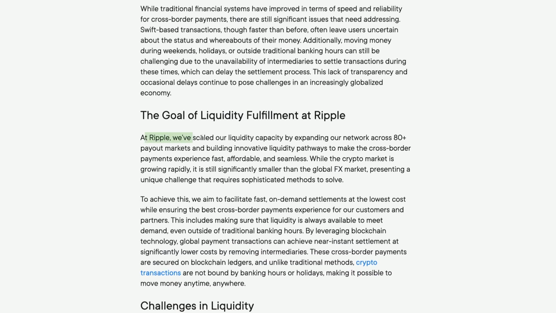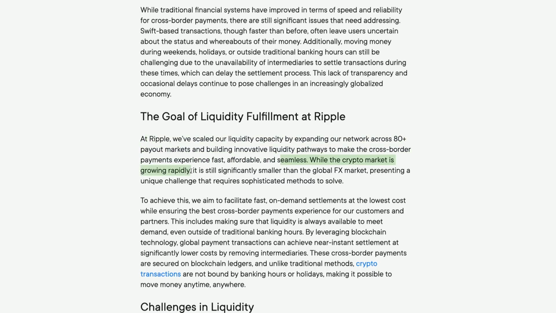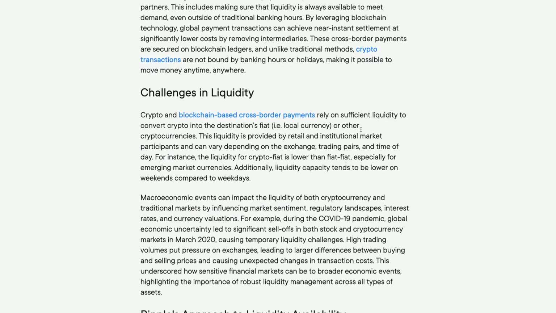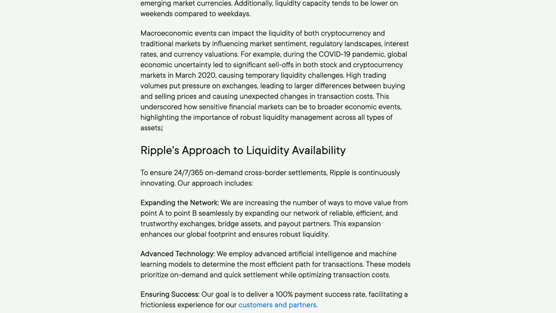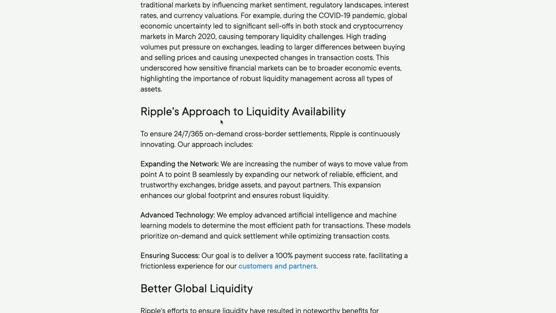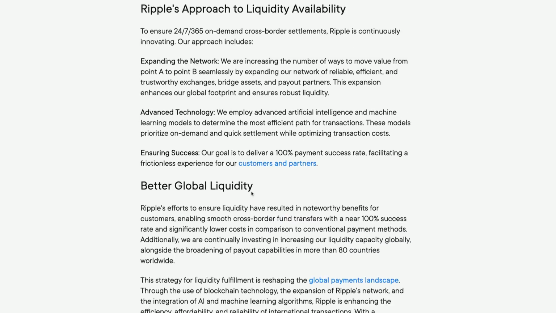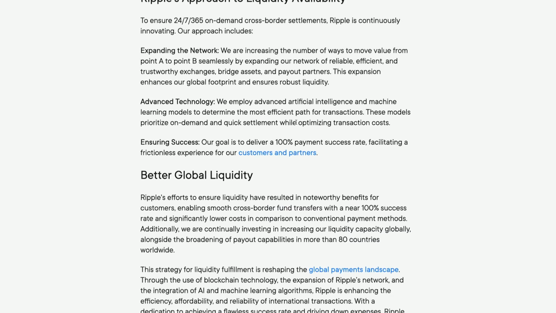They say here at Ripple, we've scaled our liquidity capacity by expanding our network across 80-plus payout markets and building innovative liquidity pathways to make the cross-border payments experience fast, affordable, and seamless. While the crypto market is growing rapidly, it is still significantly smaller than the global FX market, presenting a unique challenge that requires sophisticated methods to solve. And so they go on into the changes in liquidity and how Ripple is approaching this. They're creating ways to get XRP out there. A more liquid cryptocurrency obviously is better for conducting these cross-border payments.